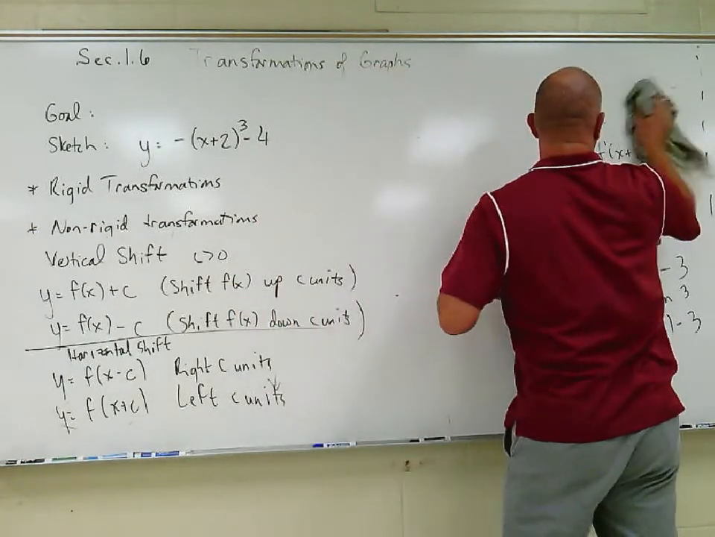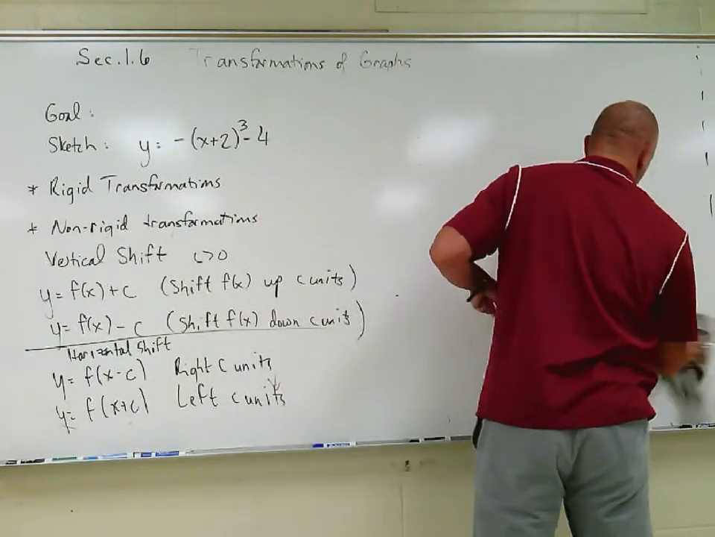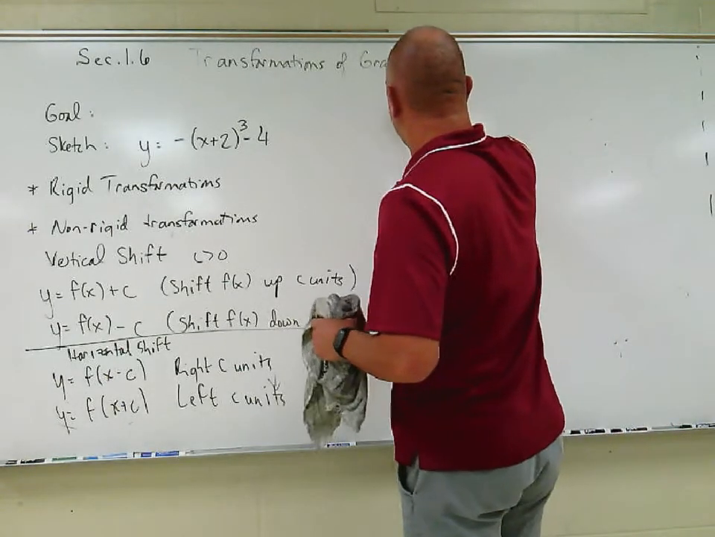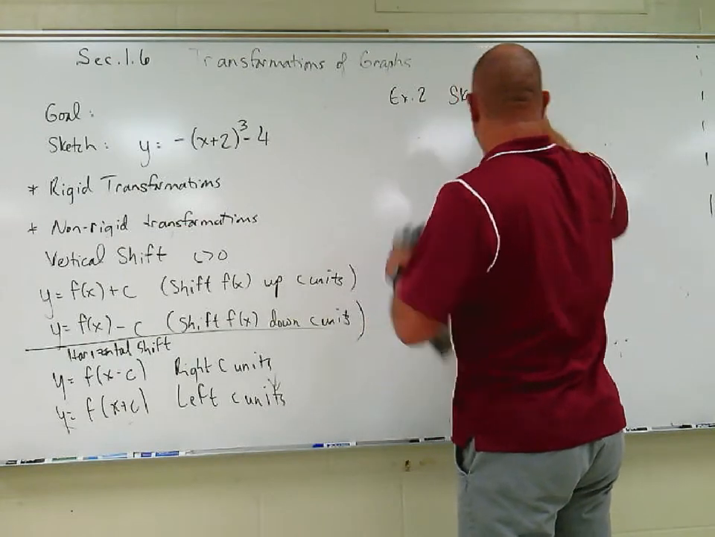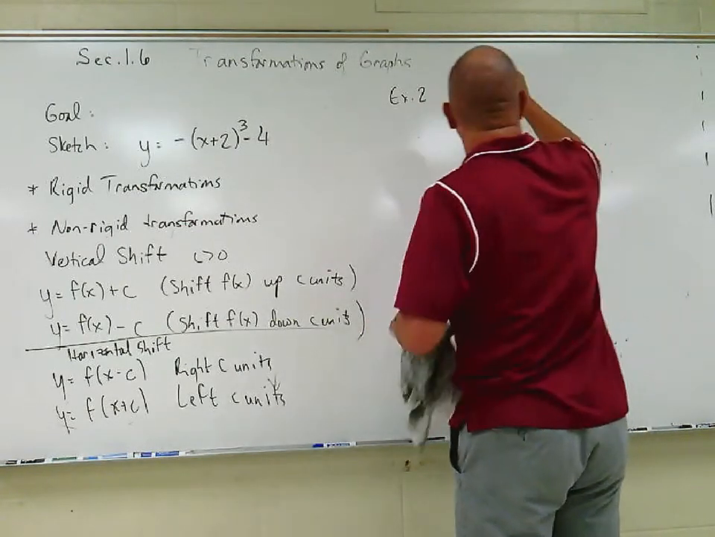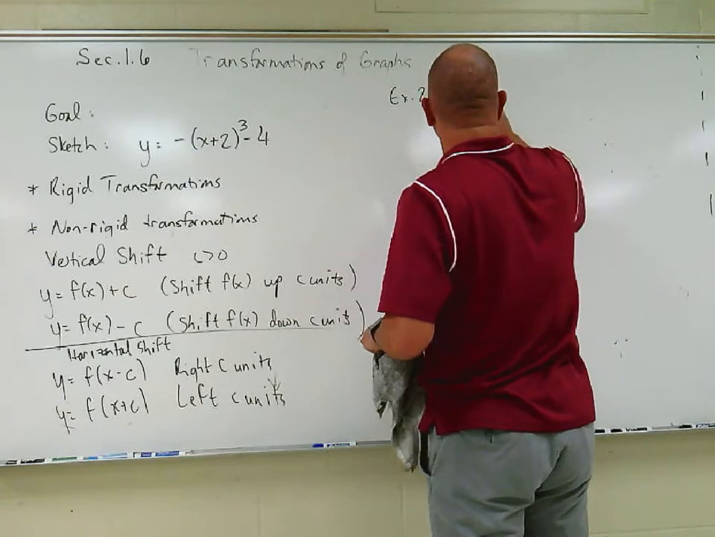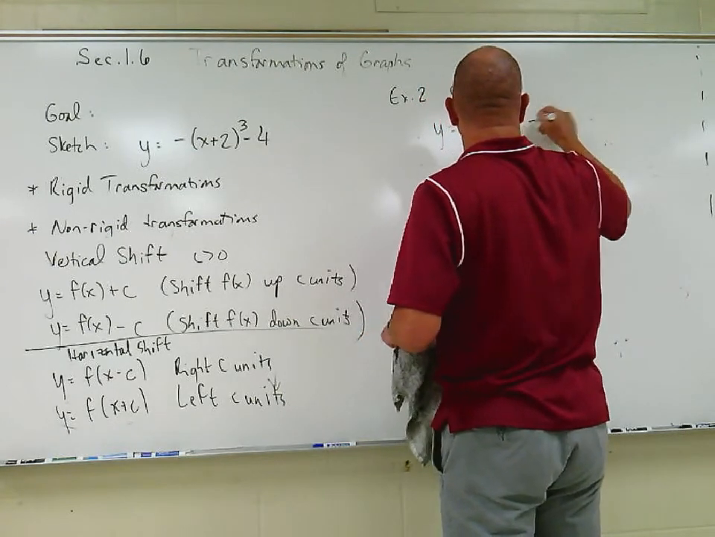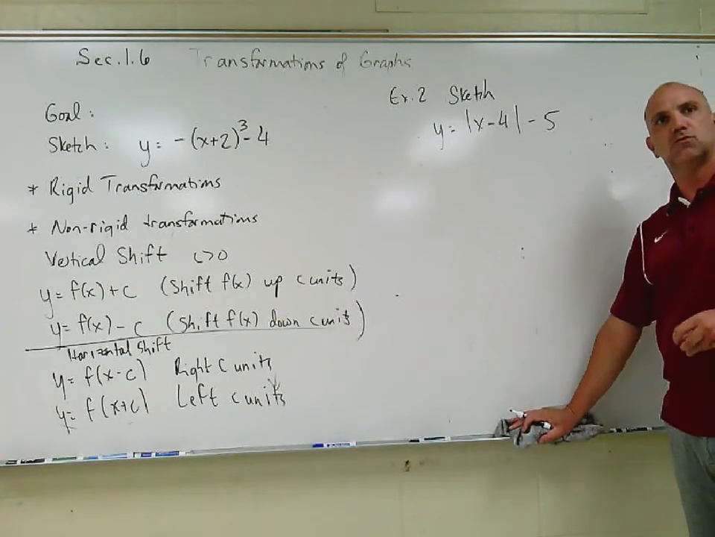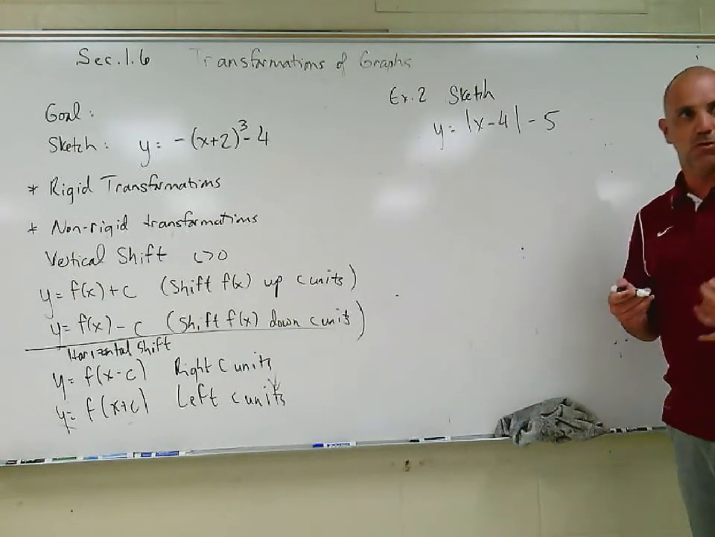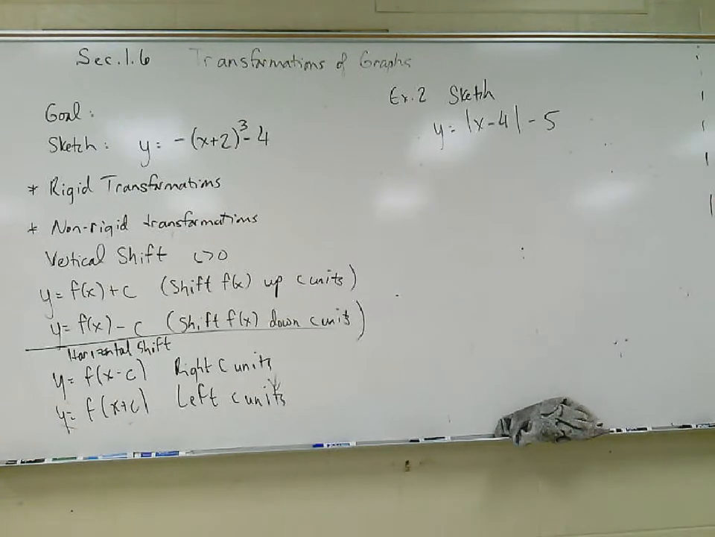So now you should be able to do two transformations in one. I think this is example 2. Let's do sketch, not sketchy. Sketch y equals absolute value of x minus 4 minus 5. Can you sketch that one with those two transformations? Go ahead, real quick. A sketch is, how many points should you plot? 1. Move the origin to wherever it goes, and then plot that.